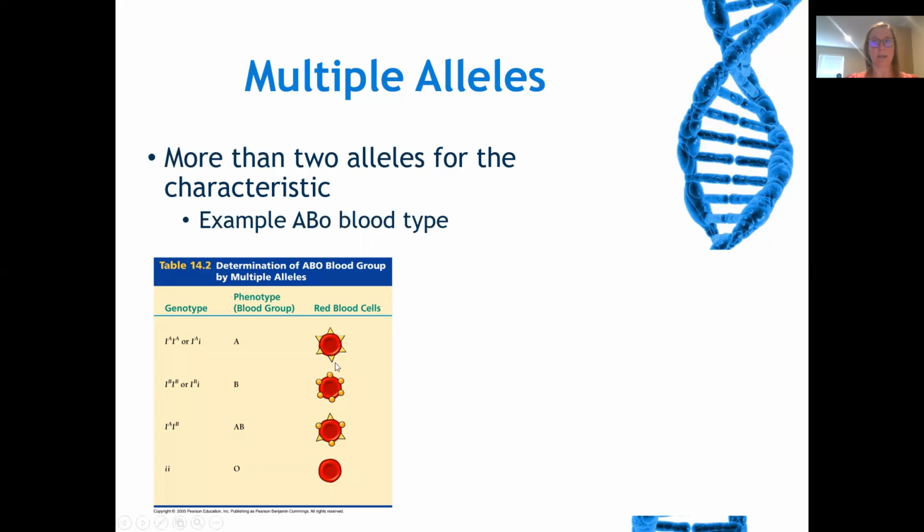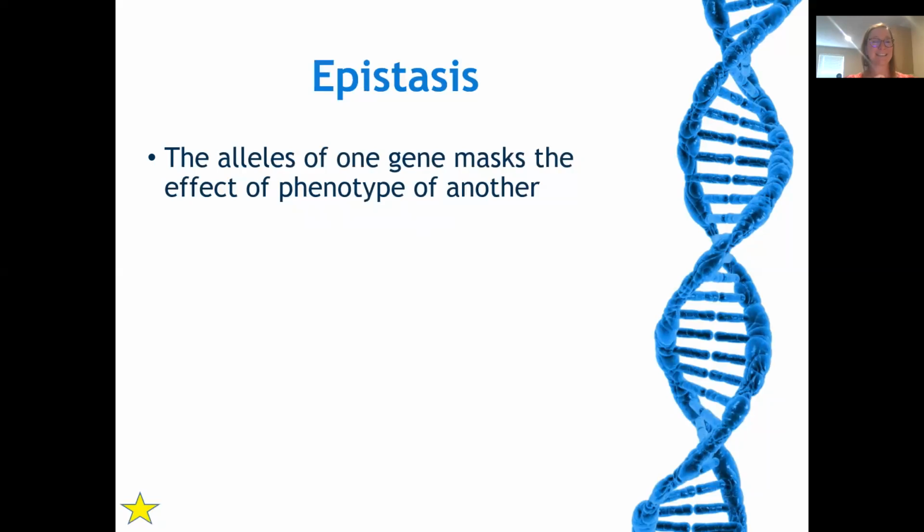You can have A blood type, meaning you make the A antigen. B blood type, you make the B antigen. If you are AB, then you make both of them. If you are O blood type, you are homozygous recessive, and you're not making any of those antigens. So multiple alleles, and those alleles can have different interactions. So complicated, I know.